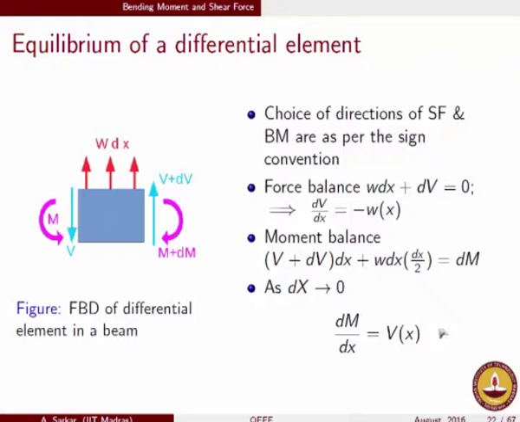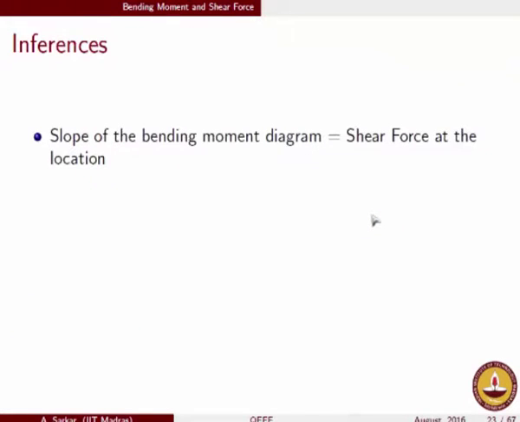As I said, these two equations, dm by dx equals vx or dv by dx equals minus wx, come in different avatars in different books in terms of a change in signs. The change in sign happens simply because of the sign conventions adopted in different books. So please be careful when you use the formula and the sign convention, and be consistent. Don't take the sign convention from one book and the formula from the other. That will be disastrous.